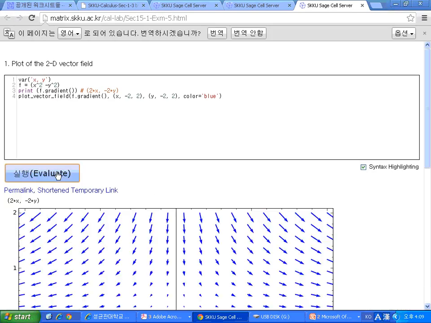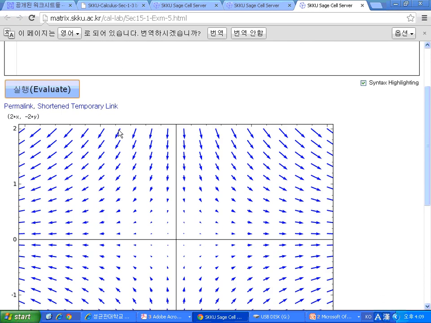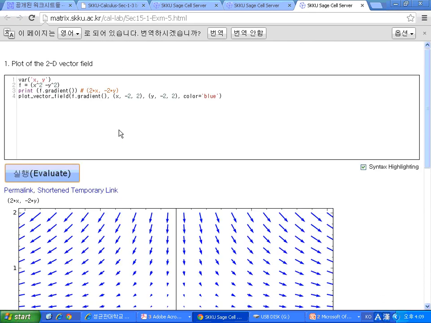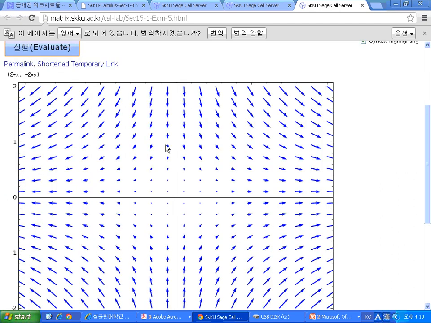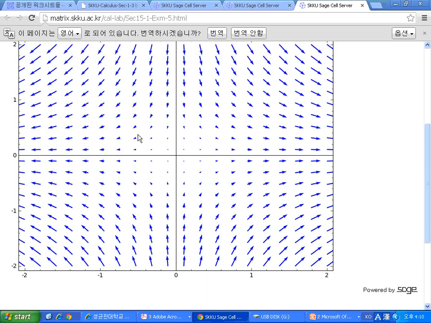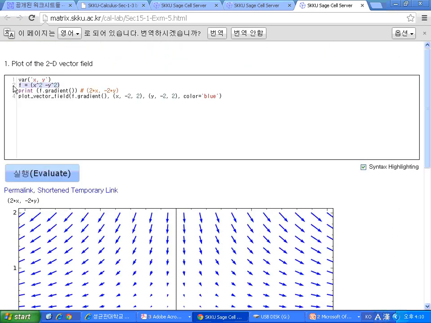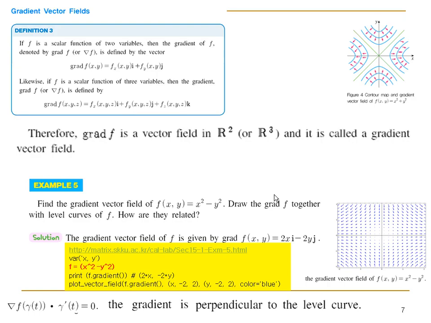Okay, this is the gradient vector field. Actually, I didn't draw the contours of this function together, but you know how to do it. Anyway, this shows the gradient vector field of x squared minus y squared. But as you see from this graph, the gradient vector field and the contours, these are the level curves of a contour. How are they related?